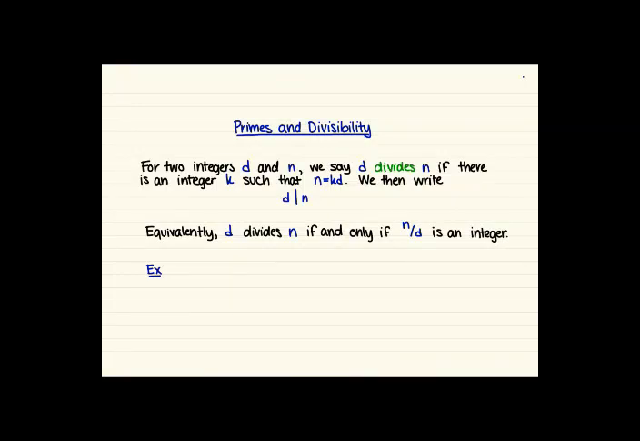Alright, so we're going to be talking about primes and divisibility in this pre-lecture video. For two integers d and n, we say that d divides n if there's an integer k such that n equals kd. And then our notation for this is d and then this vertical bar n.